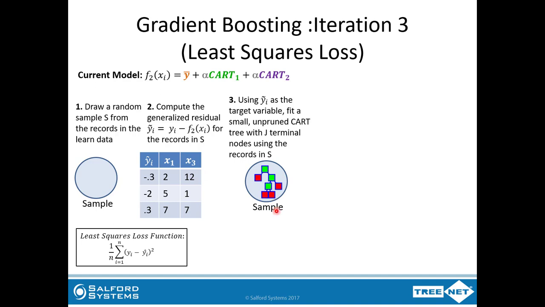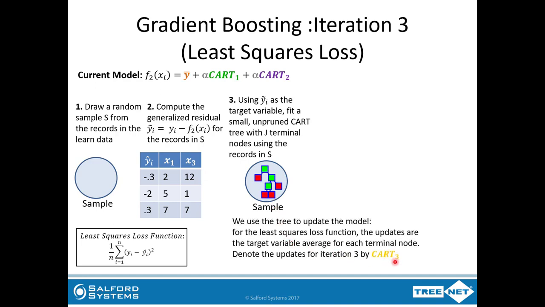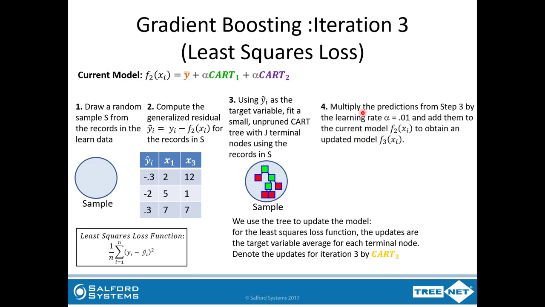So fit your tree. That's going to give you another update. We'll call it cart3 in yellow here. Multiply the predictions from step 3 by alpha and add them to our current model, which is just F2. And then that way you can get F3. Now, of course, we know the formula for F2, which is just here. So plug that in and you get this.